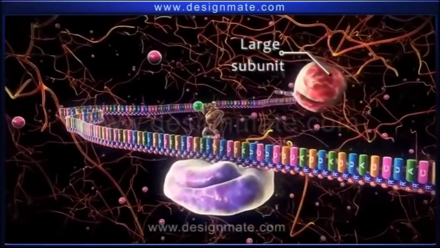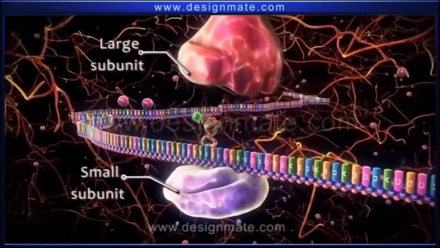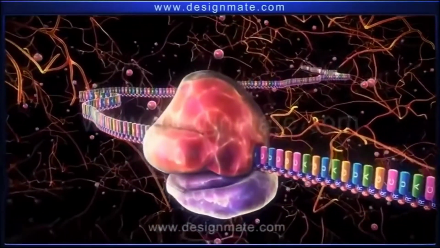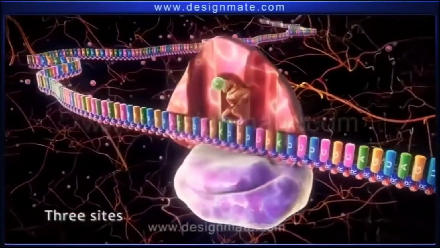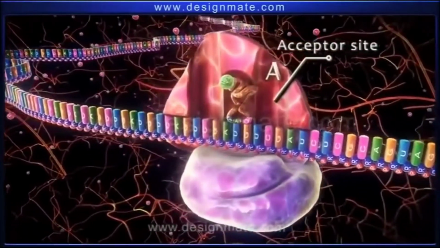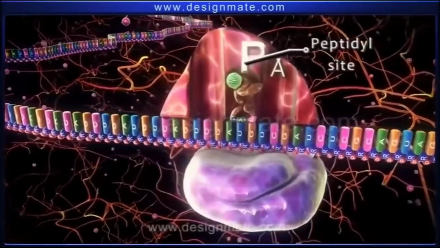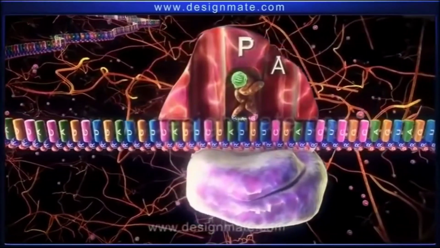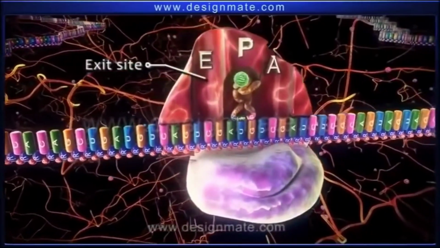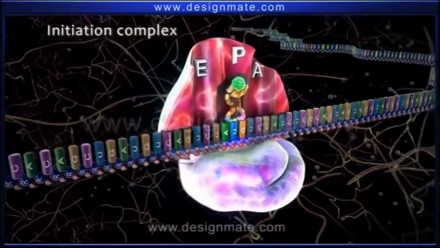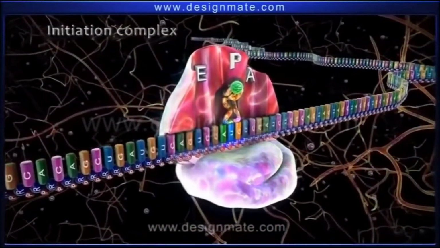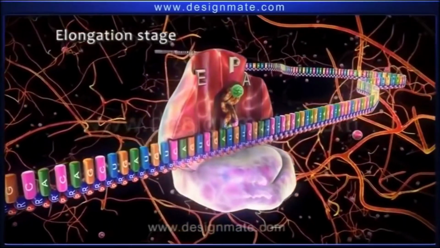Then a large subunit of ribosome combines with a small ribosomal subunit. The large subunit shows 3 sites: the acceptor site or the A site, the peptidyl site or the P site, and the exit site or the E site. This whole unit forms the initiation complex. This is followed by the elongation stage.